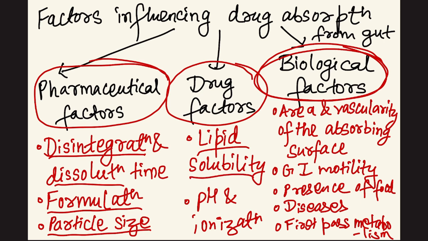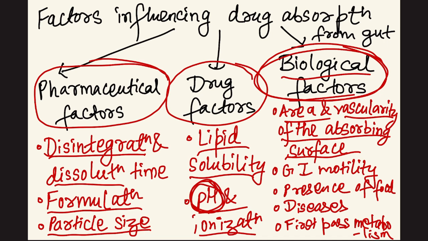Like I have already mentioned, the lipid soluble, non-polar drugs and non-ionized drugs are easily transported across the cell membranes. As a result, the distribution and absorption will be fast for them, whereas in case of ionized drugs, they will not be transported easily across the lipid bilayer. As a result, their absorption and distribution will be slower compared to those which are lipid soluble. Then we have the pH and ionization, because it determines the ionization status of the drug. That is, pH means the pH of the medium in which the drug is present, and ionization means the ionization status of the drug. Then biological factors include the area and vascularity of the absorbing surface.